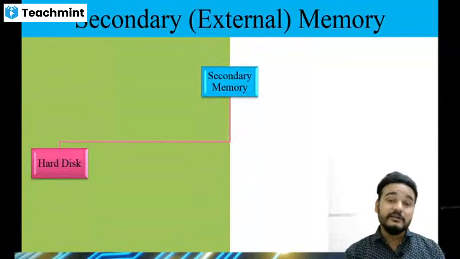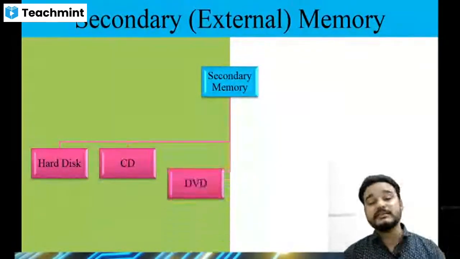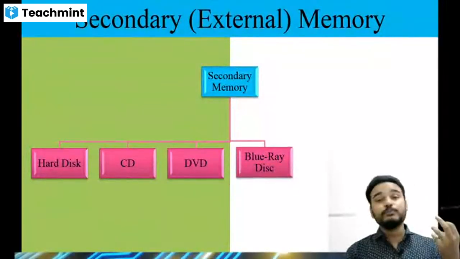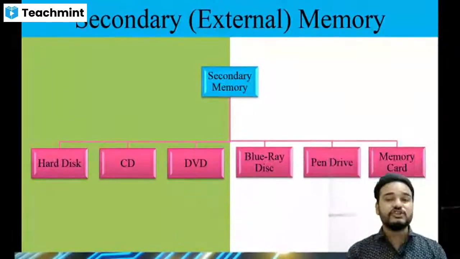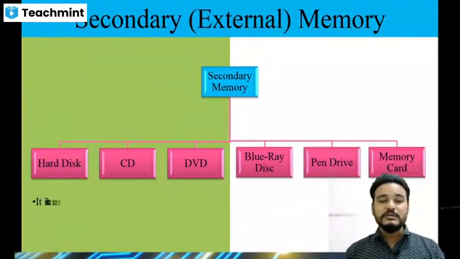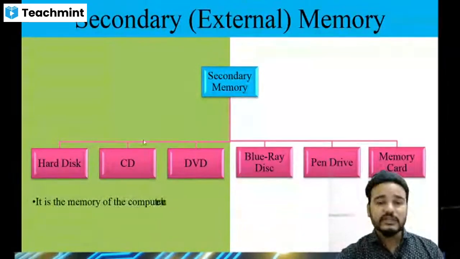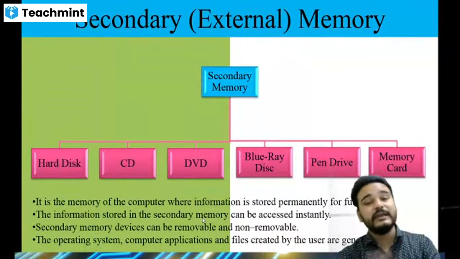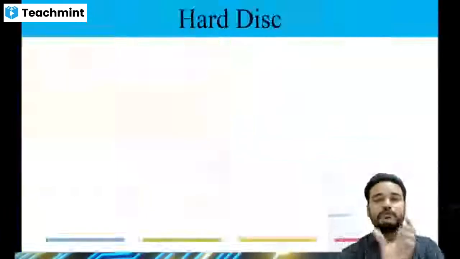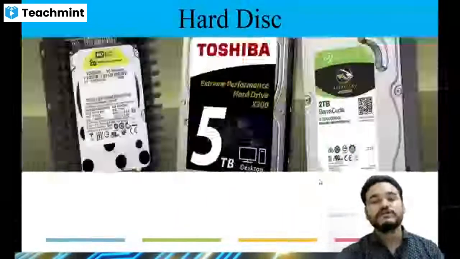Okay, so hard disk, then we have a compact disk, then digital versatile disk, Bluray disk, pen drive, memory card. These are some secondary storage devices that we are going to see now. Okay. So it stores data permanently. Okay. It is accessed by CPU or a processor. Okay. So we will first see hard disk.